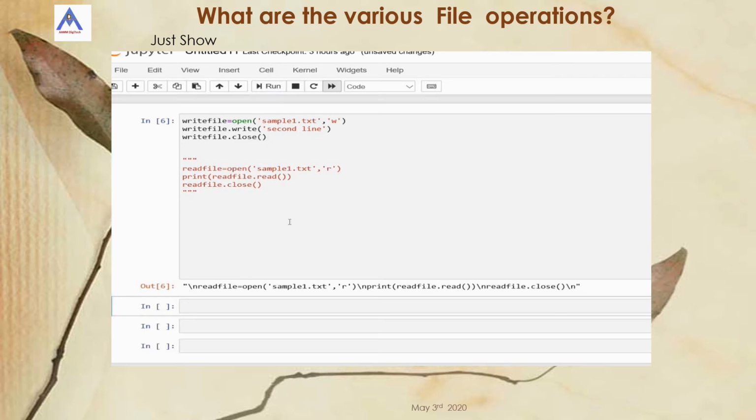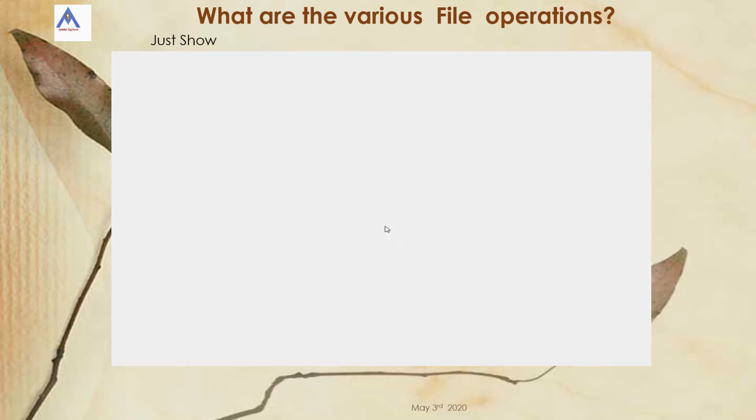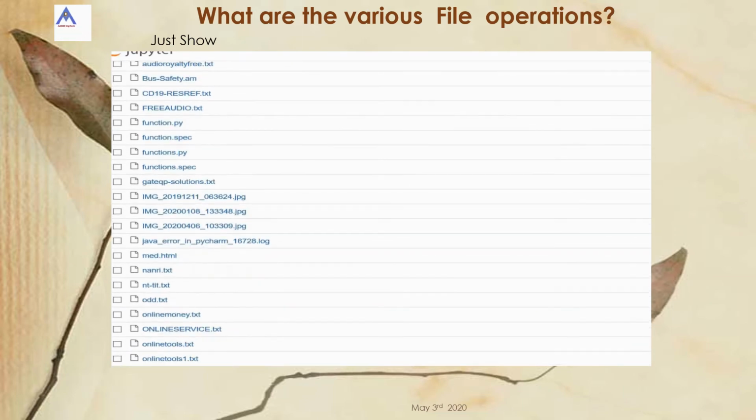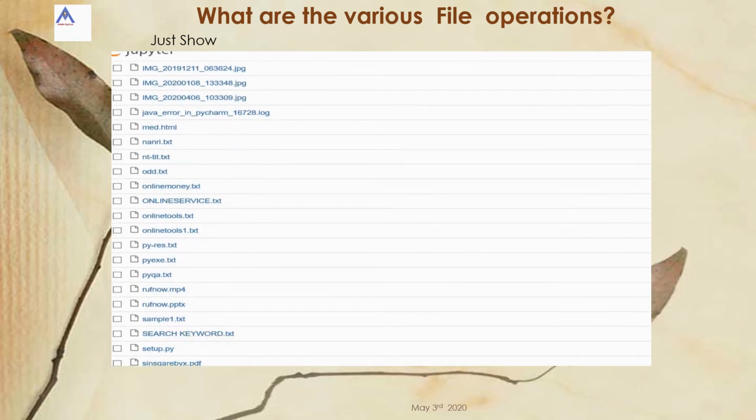It is executed. Now let us go to our file sample1.txt. What line does it contain now? Sample1.txt is here.